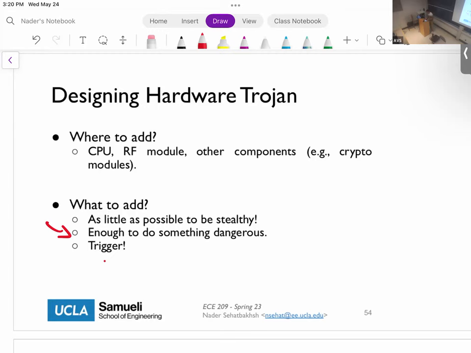And then usually you want to add a trigger. The reason for the trigger, as I said, is that without a trigger, your system is always creating that fault. But with the trigger, most of the time it doesn't. So it's even harder for any sort of test on the system, because nothing has changed. From outside, there's no difference between the Trojan-afflicted samples and the clean, safe samples, because both of them are not active in terms of attack, okay?